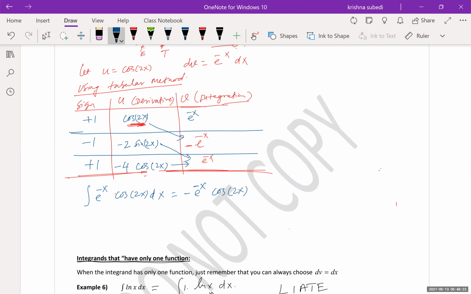Now the second line, you go this way, that way. So negative times negative is positive, and positive times negative will be negative 2e to the negative x sine 2x. And the last one, positive times negative will be negative 4 times the integral of e to the negative x cos 2x. Remember, this last term will always come with integration. Okay, so are we done?